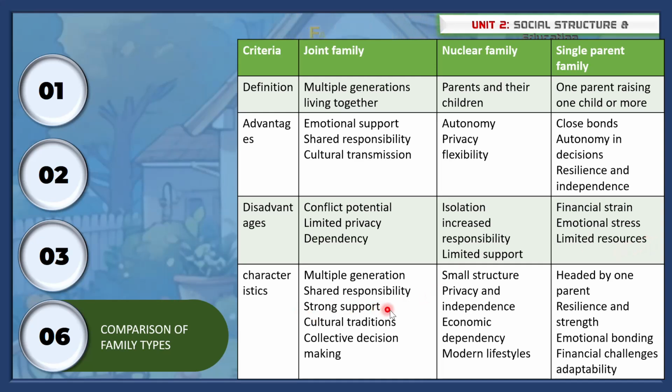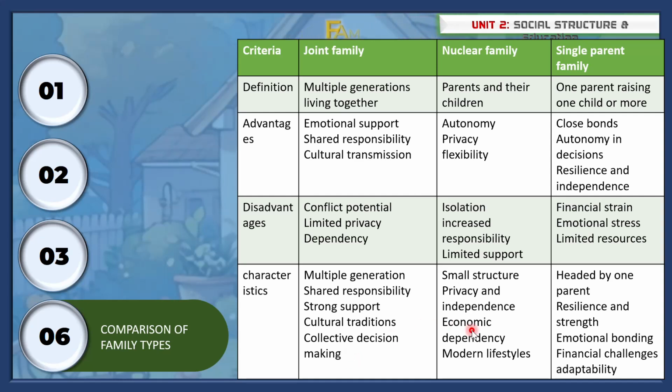Then let us have a look at the characteristics of each family type. First one is characteristics of joint family: multiple generations. In a joint family, we have grandparents, parents, children, and sometimes extended relatives, uncle, aunt, and their family. Then second one is shared responsibility. Household chores, child care, and financial contributions are collectively managed. Third one is strong support system. Emotional and financial backing is readily available for all the members. Then cultural traditions. It emphasizes preserving family values, customs, and rituals. Then collective decision making. Elders often play a significant role in guiding family decisions.